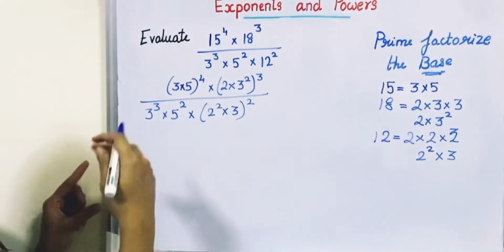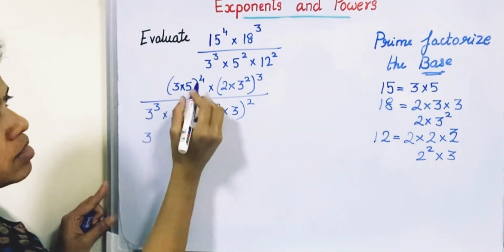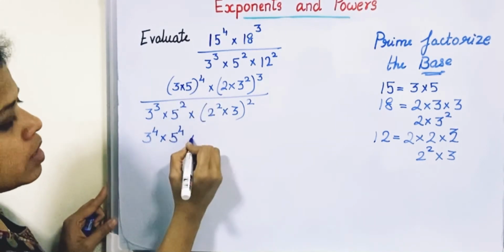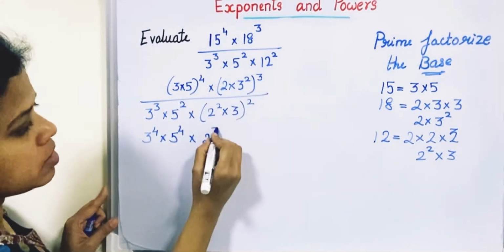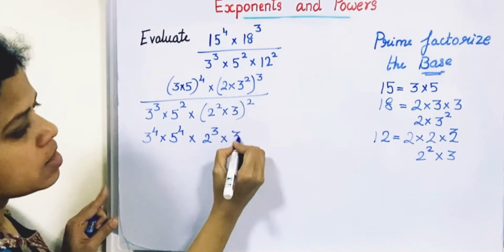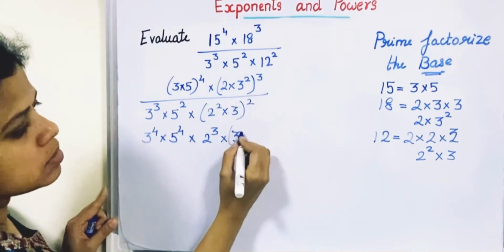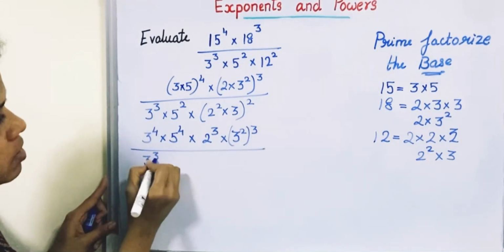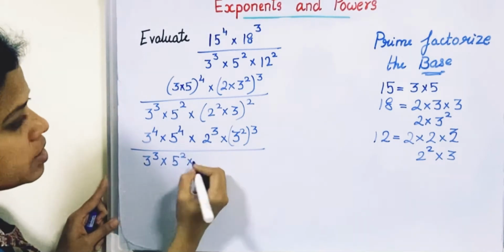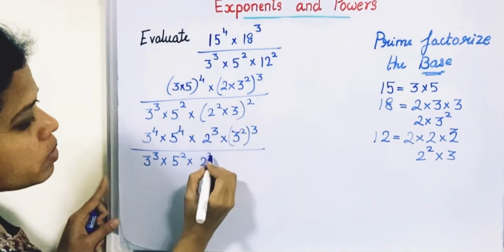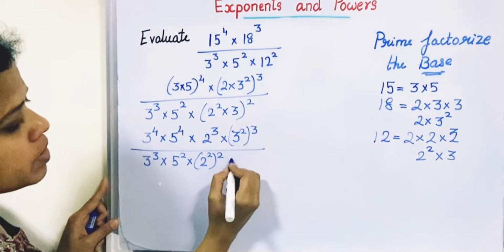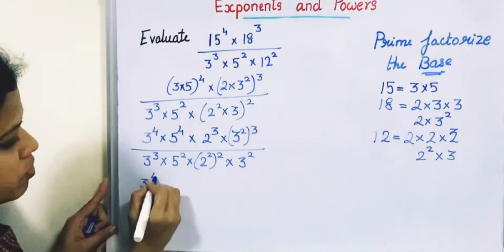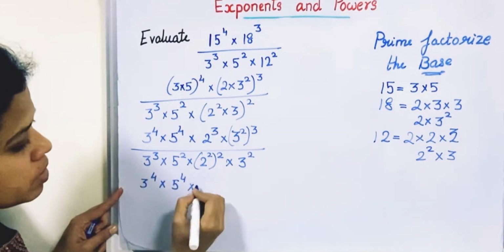So next step, here this 3, its exponent 4. Then again 5, its exponent is the same, 4. Then 2, exponent 3. And the base 3, its exponents are 2 and 3. Next 3 power 3, then 5 power 2, then here 2 power 2, again it's raised to power 2. Next 3 power 2. So 3 power 4, here 5 power 4, then 2 power 3.